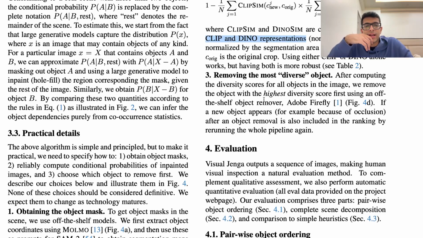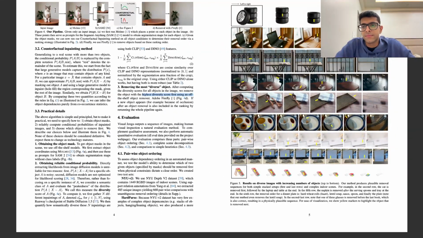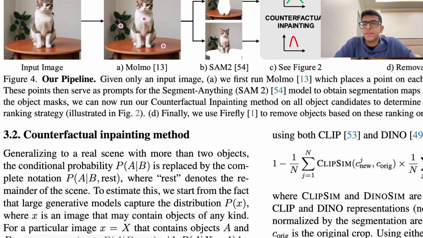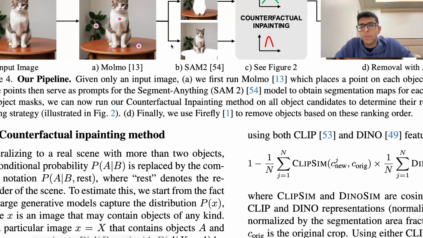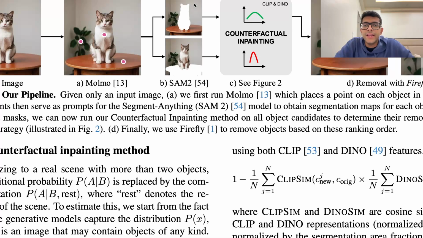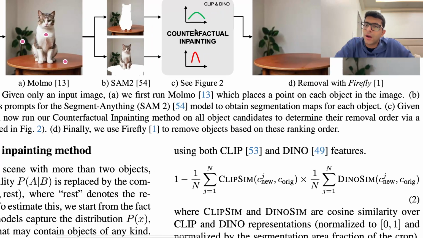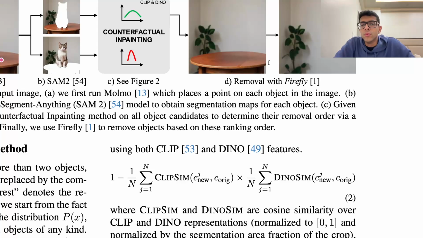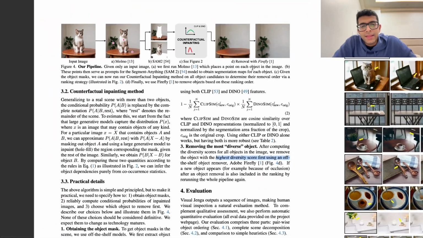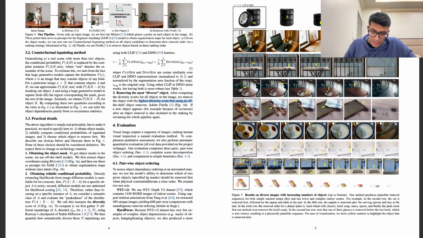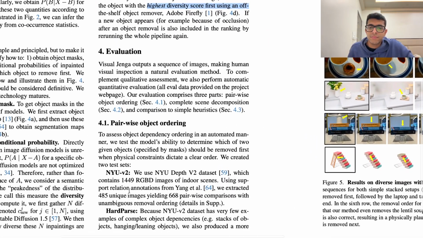Once we have those scores aligned, we're going to remove the one which has the highest diversity score. And that's how we're going to run the entire thing again and again, by removing the highest diversity score object in each instance. Let's cover this image again. Firstly, we have the input image, then we put dots on them or mark them using Molmo. Then we use SAM to have each object segmented. Then we're going to do the counterfactual Inpainting, and then we're going to remove it using Firefly. And that's it. That's all we're going to do, and it helps us understand the system much better.